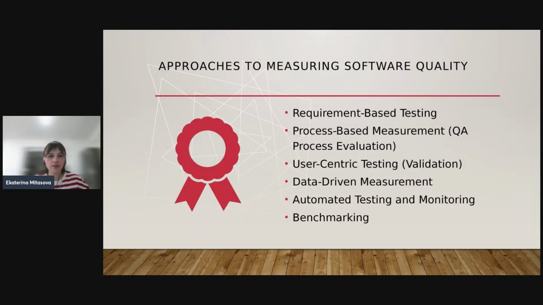And also we have such a notion as benchmarking. Benchmarking compares the software against some industry standards or competitor products to evaluate relative quality. For example, such a standard exists as the Open Worldwide Application Security Project. It's a non-profit foundation dedicated to improving software security, and they have certain guidelines that help us to compare our product, whether it's compliant to these guidelines.